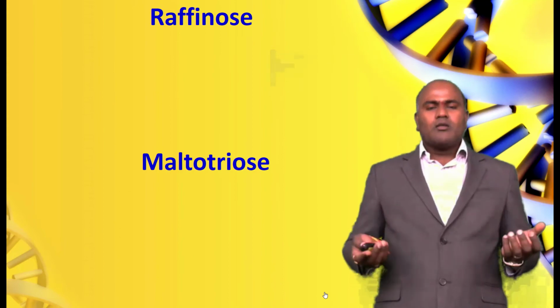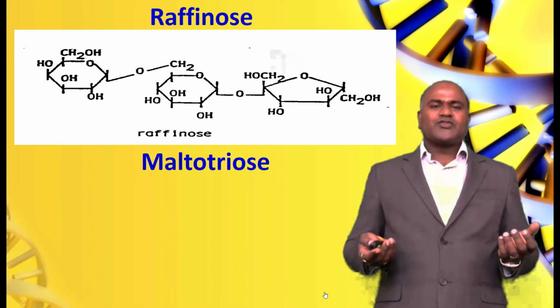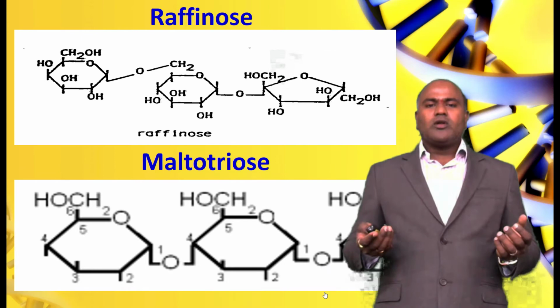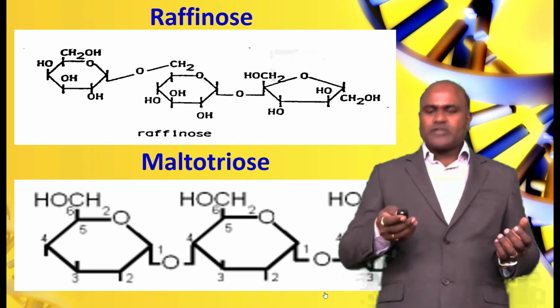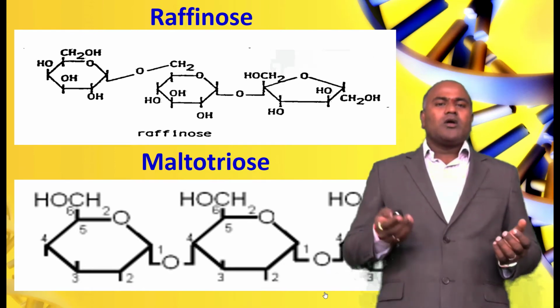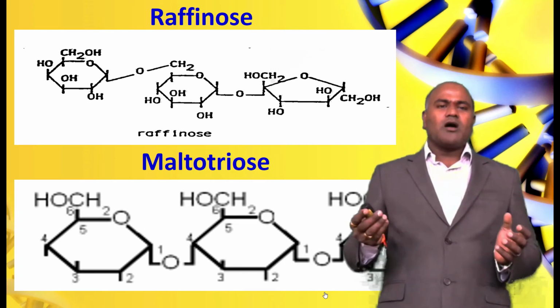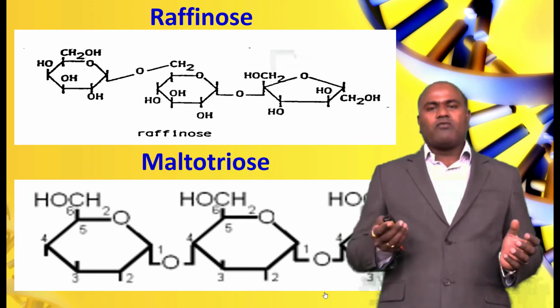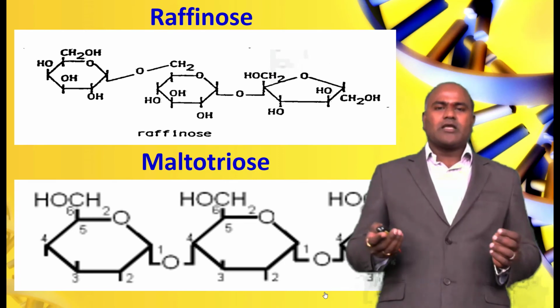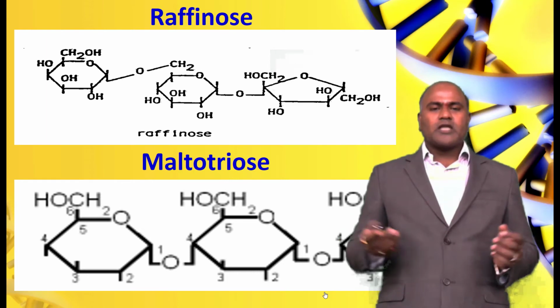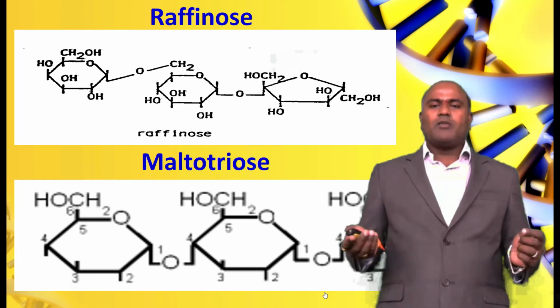Here we have provided the raffinose and maltotriose structures. In raffinose, you can see the linkages between the sugar molecules are alpha 1,6 and alpha 1,4. And here is maltotriose, where three sugar units are linked together by alpha 1,4 linkages.